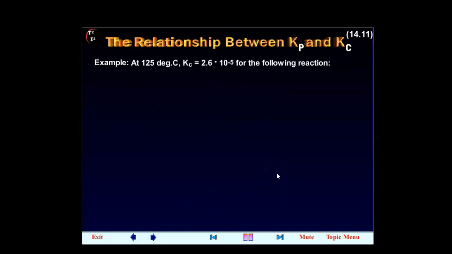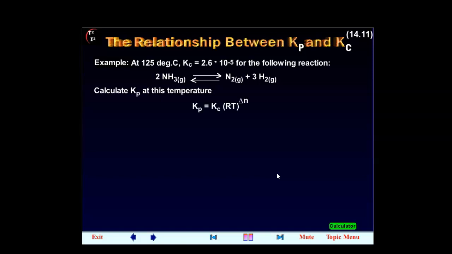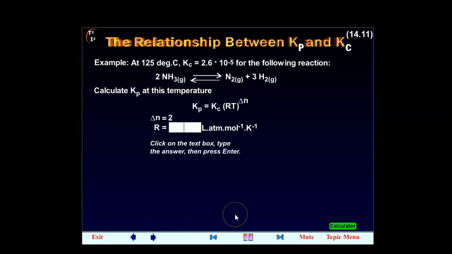Example, at 125 degrees C, K sub C is equal to 2.6 times 10 to the power negative 5 for the following reaction. Calculate K sub P at this temperature. K sub P is equal to K sub C times the quantity RT to the power delta N. Delta N is equal to, all right, what's your delta N? Delta N is 2.